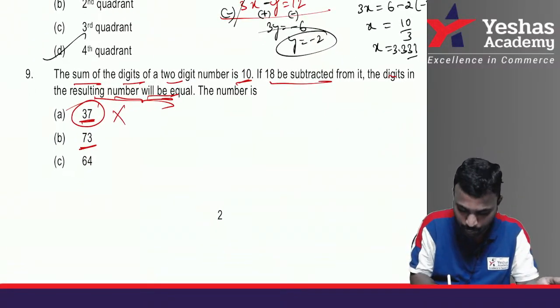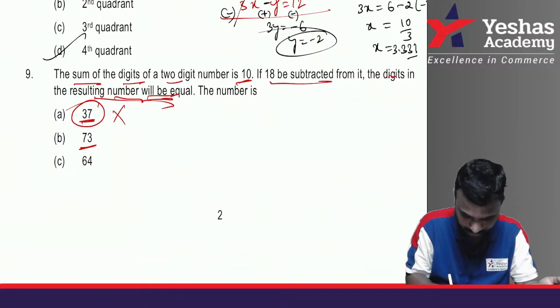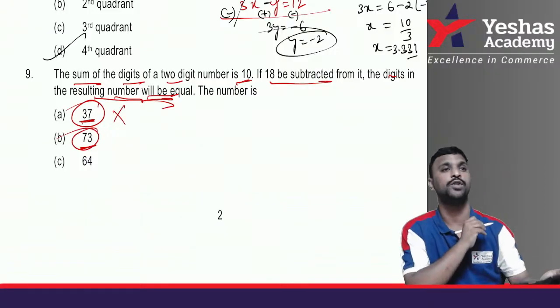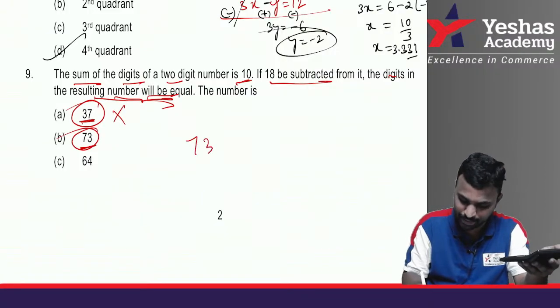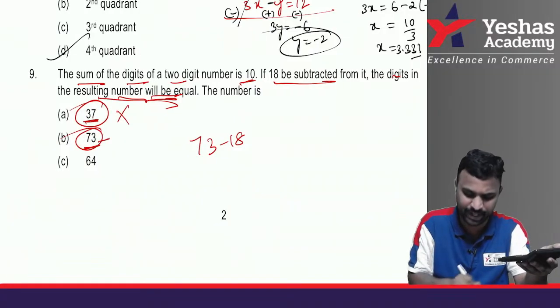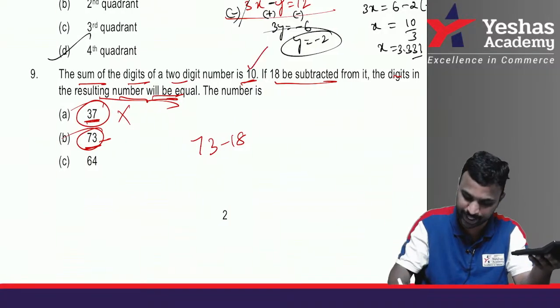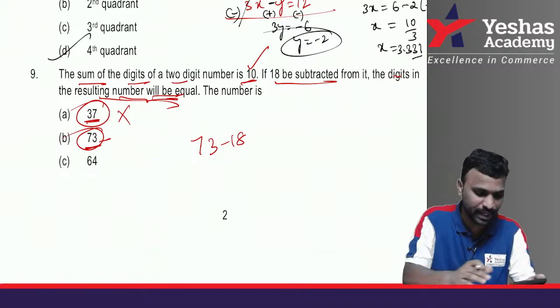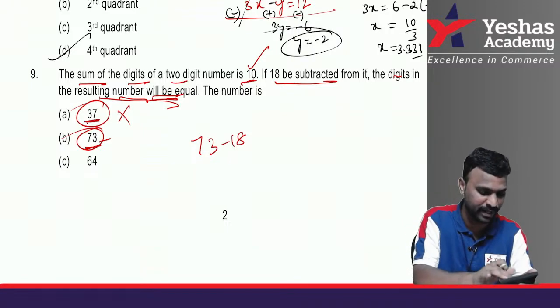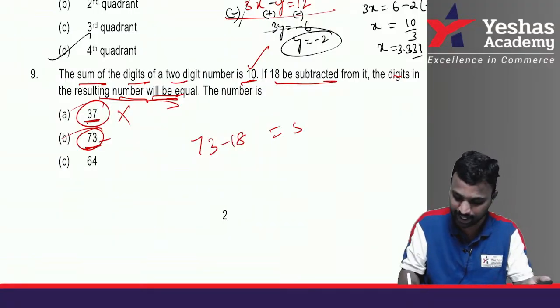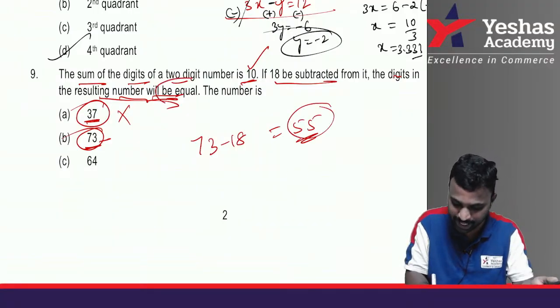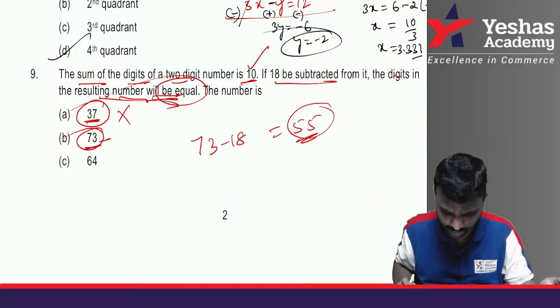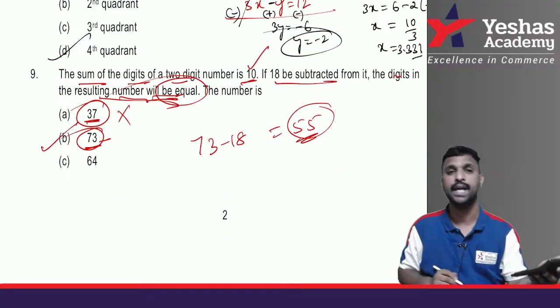Look at the next option, option B, 73. So 73 minus 18, if I do, so first of all 73, if I add the digits, don't I get 10? Yes, of course I get 10. So it satisfies the first condition. And on subtracting 18 from 73, I get 55. Clearly you can see that digits have become equal. Yes or no? The second condition is also fulfilled. Therefore option B is the right answer.